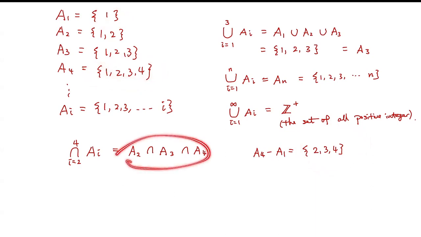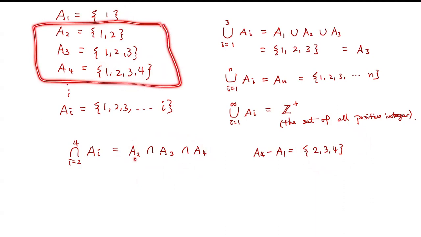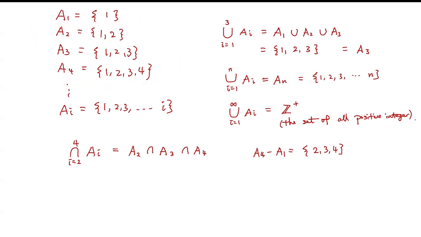All right, so the intersection means the elements in all the sets. So we have elements from A2 to A4. We look at the 3 sets. What are the elements in all 3 sets? The elements in all 3 sets are 1 and 2. So the answer will be A2.